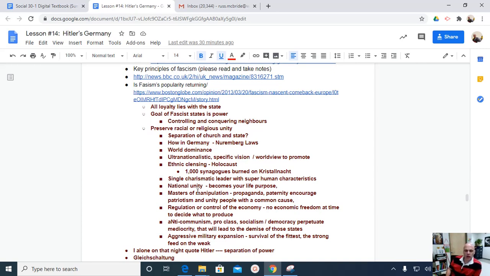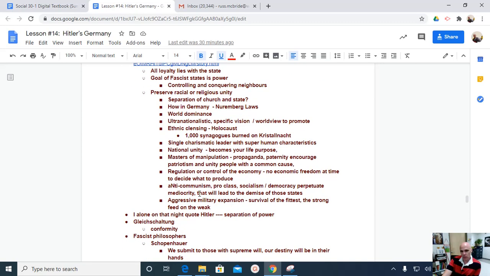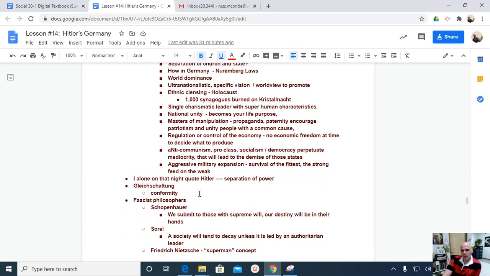Another characteristic of a fascist state is a single charismatic leader with supposed superhuman characteristics. And that's why we submit our will to him or her, because that individual is more capable than we are. National unity becomes your life purpose. Again, that's a good definition of collectivism. Under fascism, there'll be a lot of manipulation of the hearts and minds of the people through propaganda and indoctrination to encourage great patriotism and to unite the people behind a common cause.